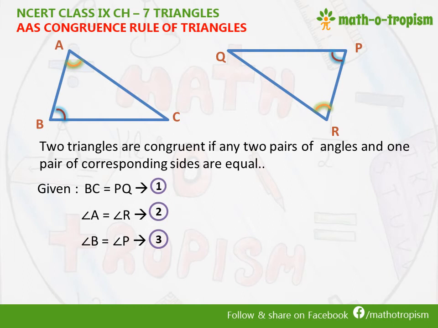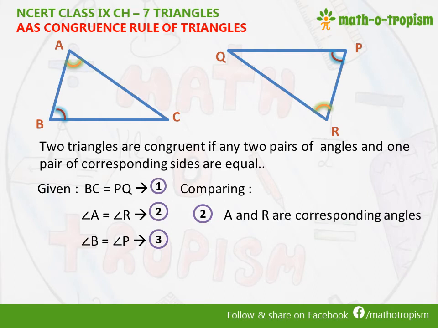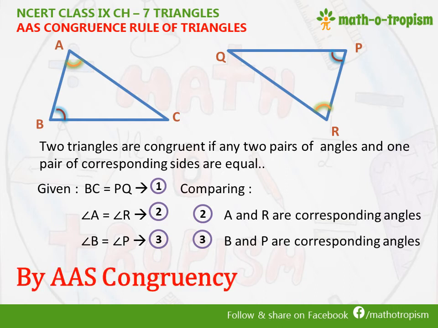Now coming back to the naming of the congruent triangles, we need to start with the angles. From 2, A and R are corresponding angles, and from 3 we have that B and P are the corresponding angles or vertices. As a result, C will correspond to Q. So by the AAS congruency rule, triangle ABC corresponds to triangle RPQ. So this is how we name triangles for AAS.